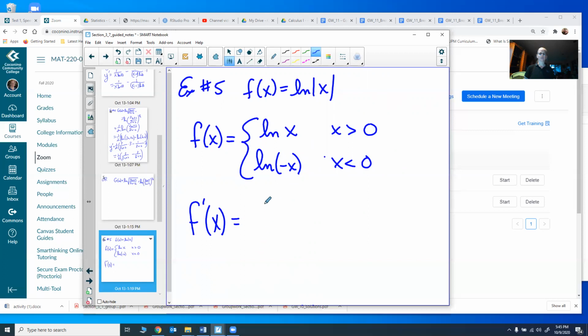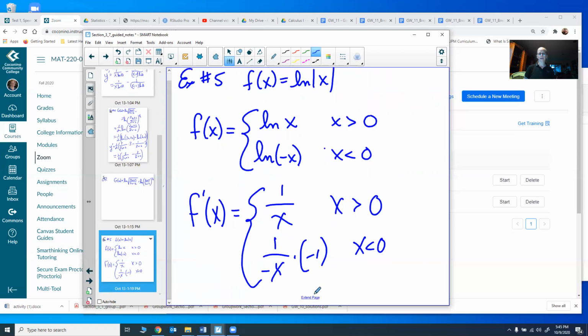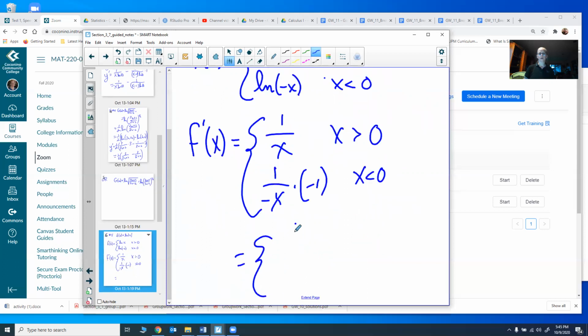Now let's find the derivative. The derivative of the natural log of x is 1 over x, if x is greater than 0. The derivative of the natural log of negative x is 1 over negative x. But now we have a chain rule problem, because the derivative of natural log is 1 over the something times the derivative of the something. The derivative of negative x is negative 1. That's if x is less than 0. So we end up with 1 over x if x is greater than 0, and negative 1 over negative x, which is just 1 over x, if x is less than 0.